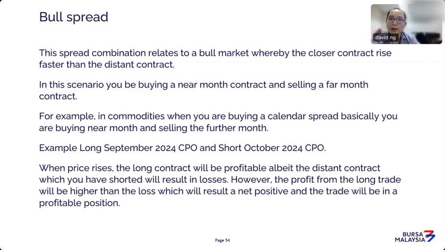So a bull spread is always a scenario where, for example, you're looking at a September and October contract. When you're bullish on a particular spread, it means you're very bullish on the September month as compared to the October month. So you're actually looking to long September and short the October month, given that you are looking at more bullishness in the near months as compared to the further months.